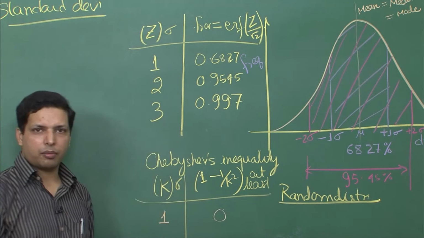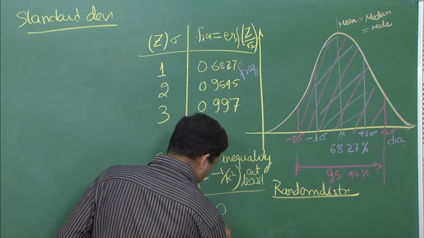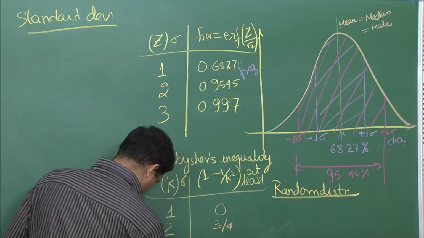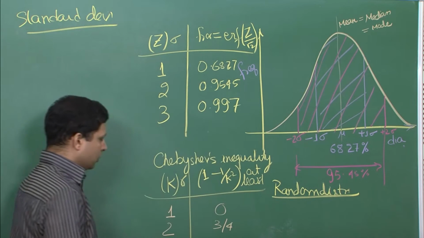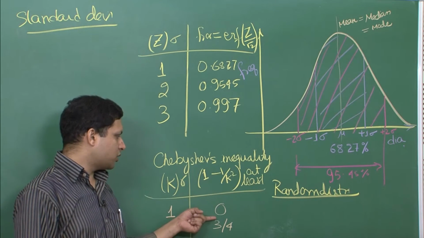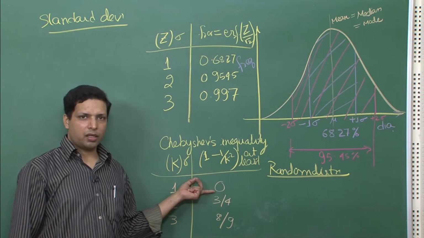Now, that is very surprising. If you go to k equal to 2, you get 3 by 4 or 0.75. If you go to k equal to 3, you get 8 by 9. Okay, other numbers look okay, but what is the meaning of k equal to 1? It says only 0 data lies inside it. That does not make any sense.